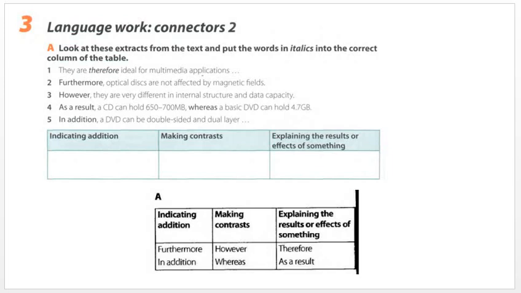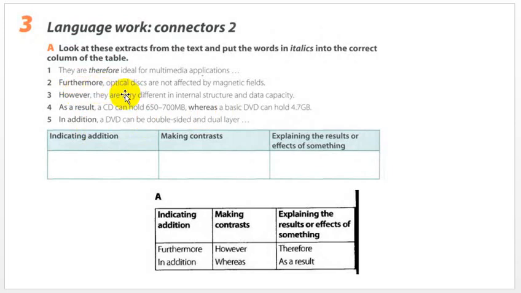Look at these extracts from the text and put the word in italic into the correct column of the table. They are therefore ideal for multimedia application. Therefore is a connector. Furthermore is a connector. However is a connector. As a result is a connector. In addition is a connector. Whereas is a connector. See, if you want to continue and add more detail about something, we can say furthermore.